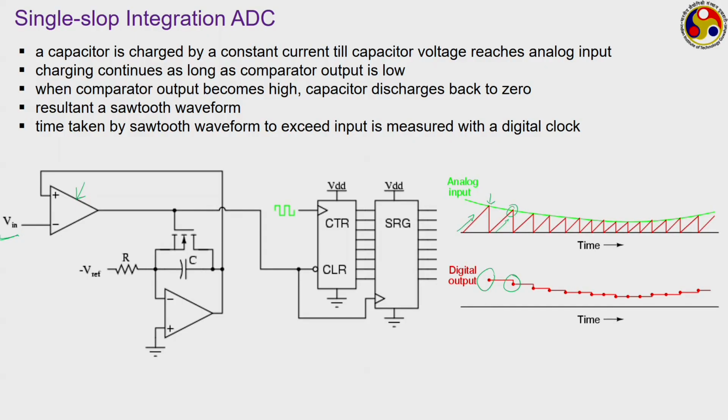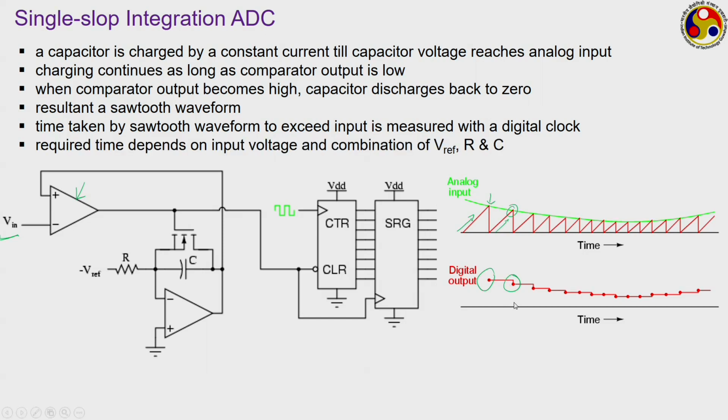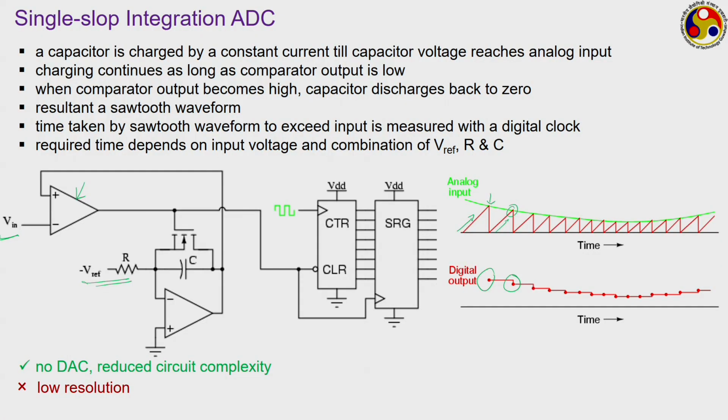So, the time taken by the sawtooth waveform to exceed the input is measured with a digital clock, and the time required depends again on the input voltage, and also on the circuitry, that is, the value of the capacitance, the corresponding resistance, and the reference voltage; it depends on all of them. So, it does not involve any kind of digital to analog conversion, so the circuitry is much simpler. It is cheaper also in that sense, but it suffers from all the disadvantages that a digital ramp one has, like low resolution, slow speed and also varying sampling speed.